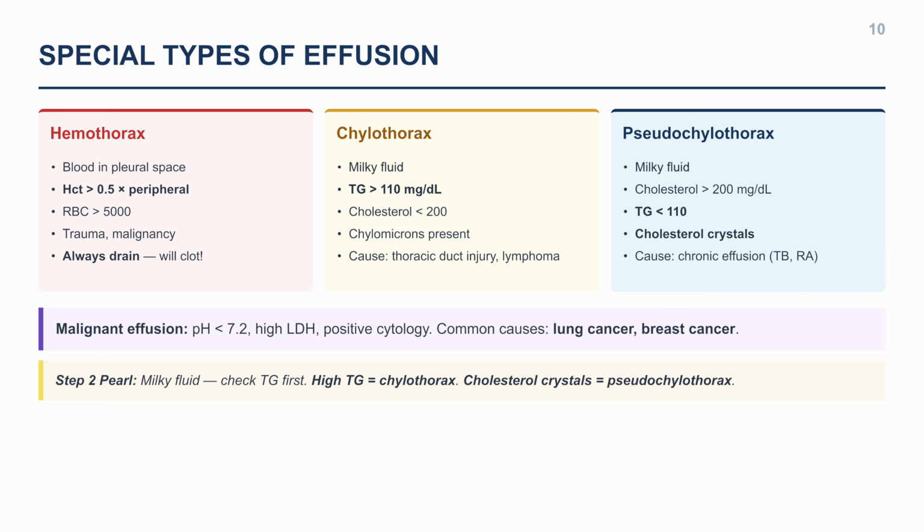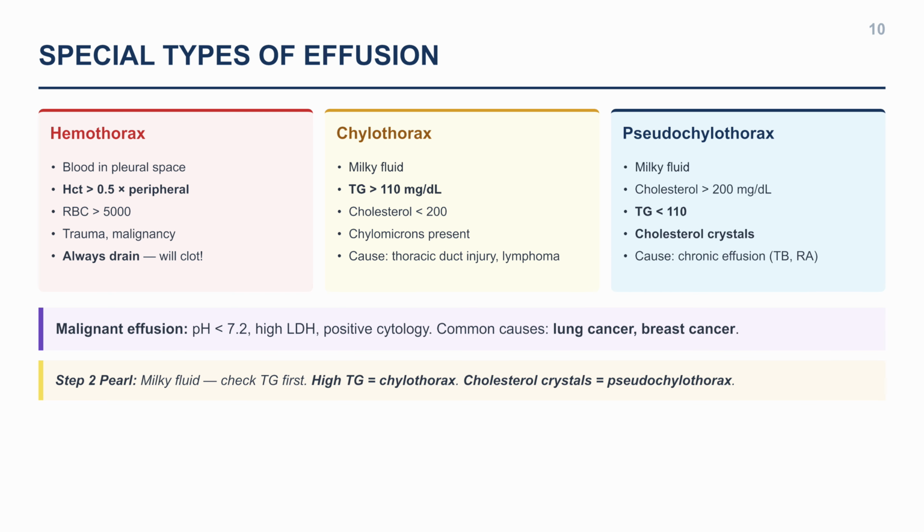Chylothorax is milky fluid with triglycerides greater than 110 and cholesterol less than 200. Chylomicrons are present. The cause is thoracic duct injury, most commonly from lymphoma or thoracic surgery. Pseudochylothorax also appears milky, but has cholesterol greater than 200, triglycerides less than 110, and cholesterol crystals in the fluid. It results from chronic effusion, classically in tuberculosis or rheumatoid arthritis.